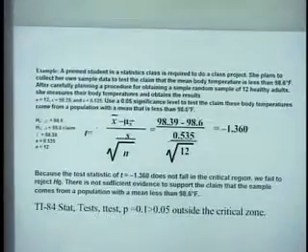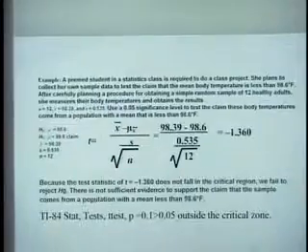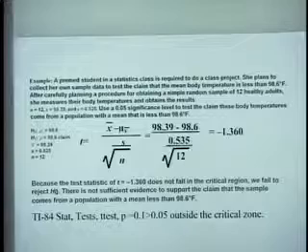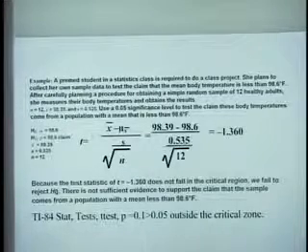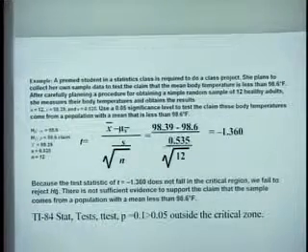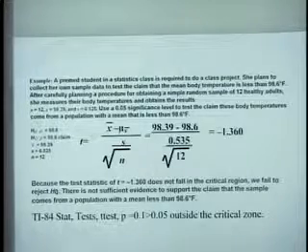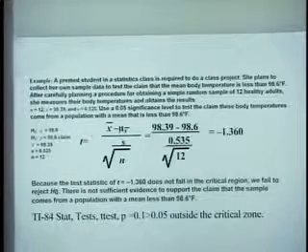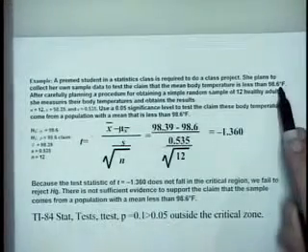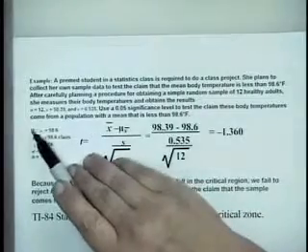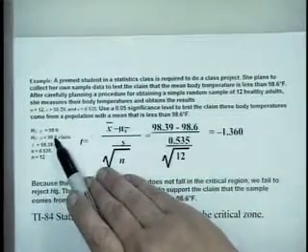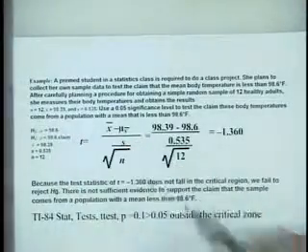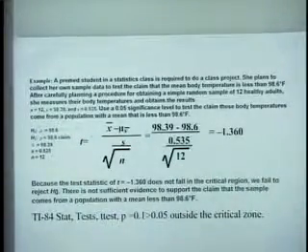Now, let's go to an example. I will read you the example, it's a little bit of small print. A pre-med student in a statistics class is required to do a class project. She plans to collect her own sample data to test the claim that the mean body temperature is less than 98.6. So at this point, you can actually try to set up your H null and H1. Mu is less than 98.6, that's the claim. She's testing that.